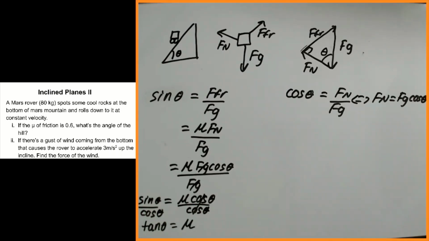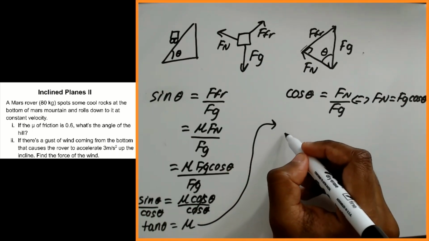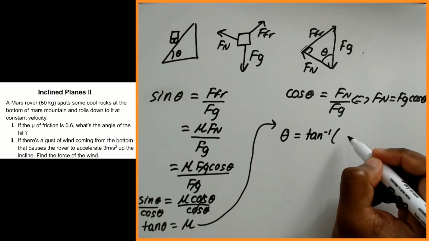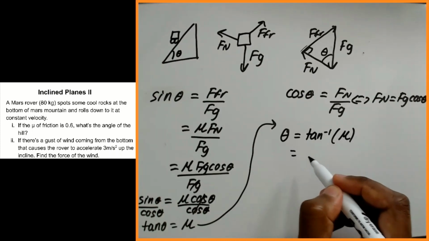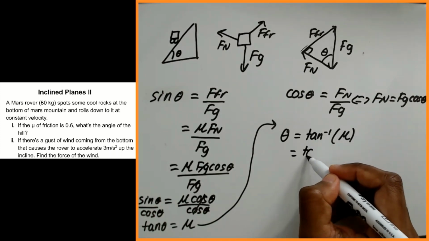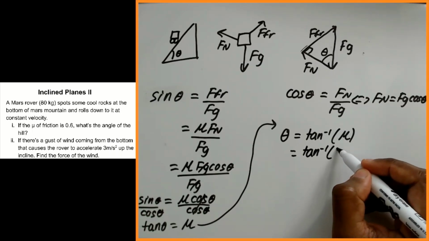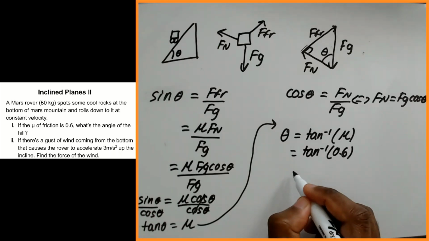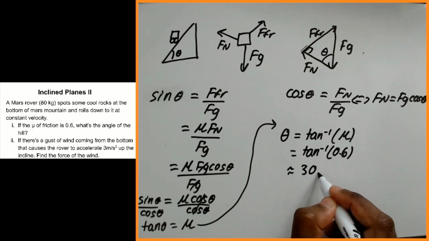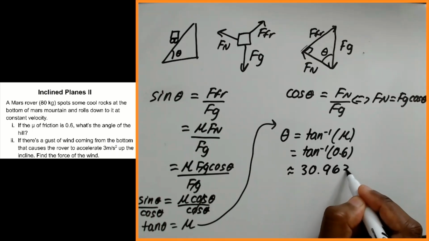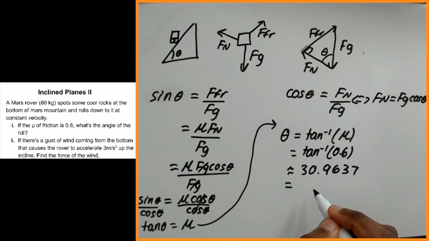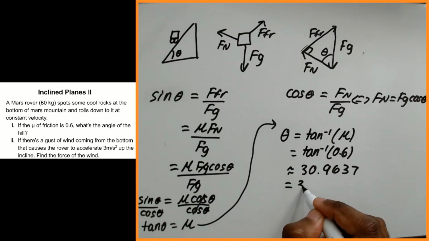So now we only have one variable, so we can solve for this. We can just take the inverse. So theta is going to be equal to tan inverse of mu, and let's plug in what mu is. So you get tan inverse of 0.6, and let me calculate that. So we get approximately 30.9637. You can just round that up to, let's just do 31 degrees.